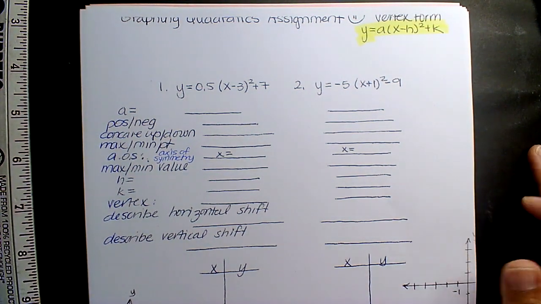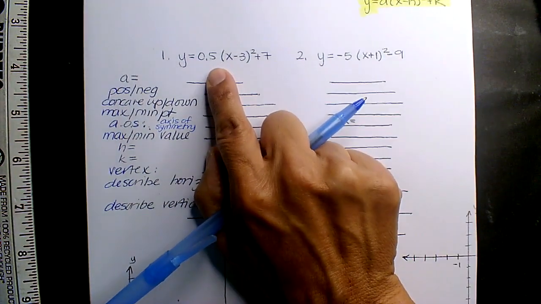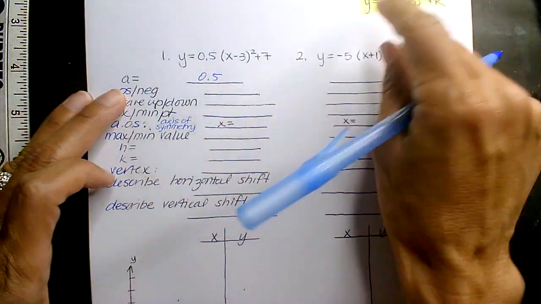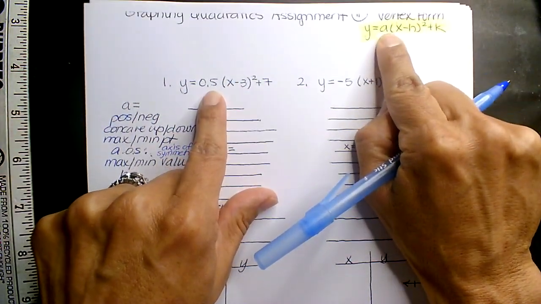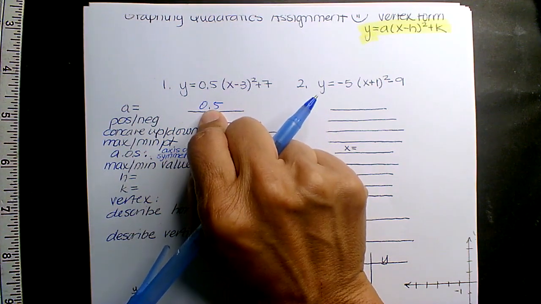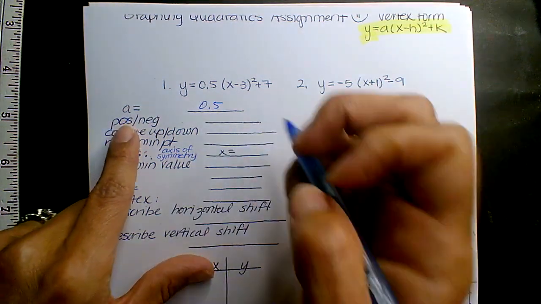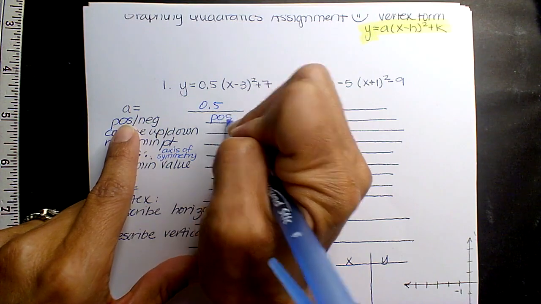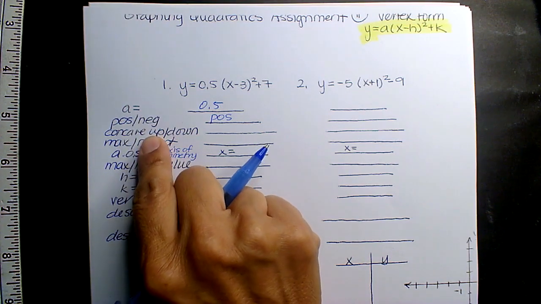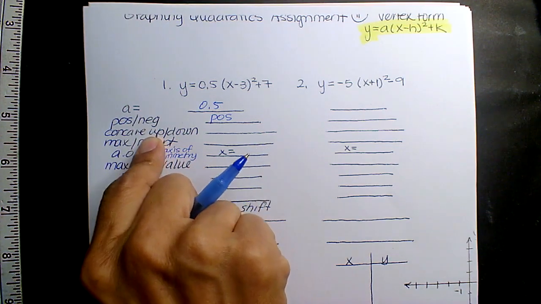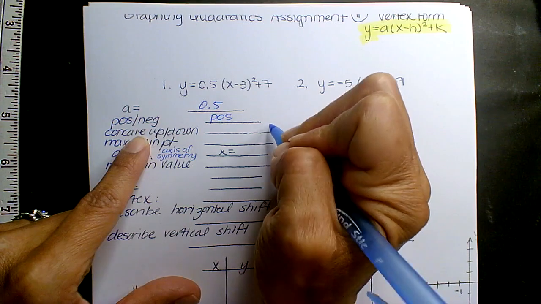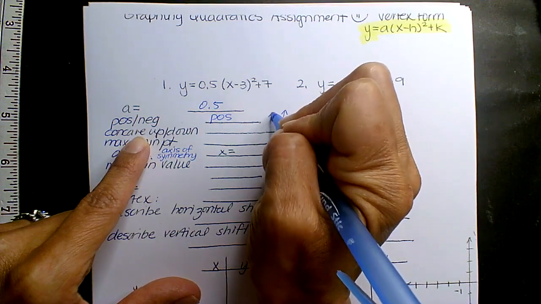Okay, your a value. So we're looking at this one. What's your a value? 0.5, right? Remember, that's your a. Okay, is that a value positive or negative? It's positive, so then you write positive here. And so because the value is positive, is the parabola, or the quadratic, concave up or concave down? Up, right? So it's like a smiley face. Remember, if this is positive, it's going up, right?